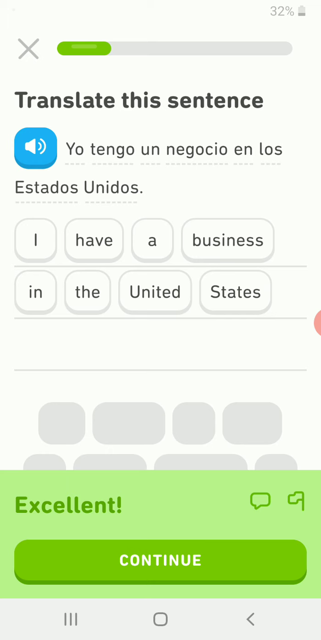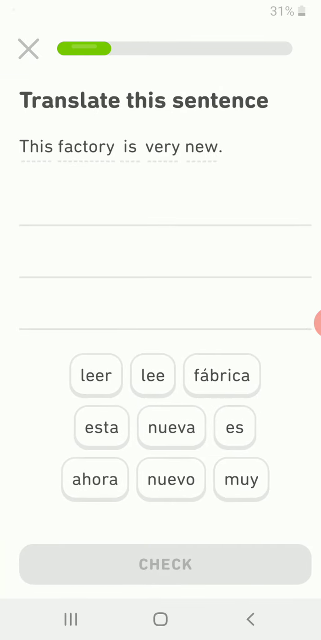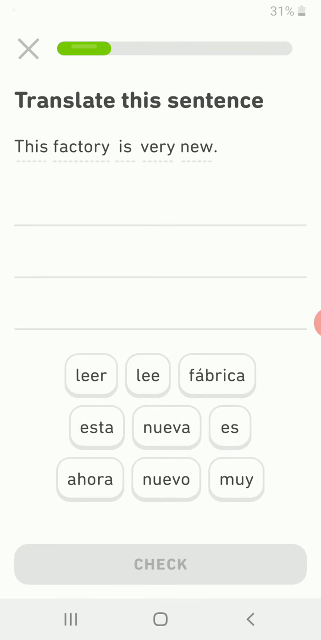So here notice yo vivo en Estados Unidos, but you say yo tengo un negocio en los Estados Unidos. You see the difference here? Because before I said yo vivo en Estados Unidos. I didn't say yo vivo en los Estados Unidos. And now I have to say yo tengo un negocio en los Estados Unidos. Which is weird.